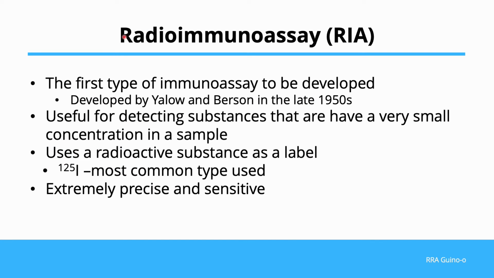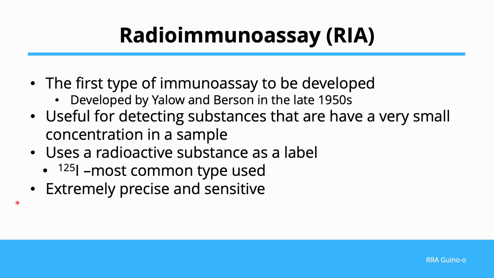Let's now talk about each of the different labeled immunoassays in more detail. First, we have the radioimmunoassay, or RIA. This was the first type of immunoassay to be developed, and it was developed by Yalow and Berson in the late 1950s. This kind of test is very useful for detecting substances that have a very small concentration in a sample. They use radioactive substances as their label. That's why it is called a radioimmunoassay. The most common type of radioactive substance used is iodine-125.